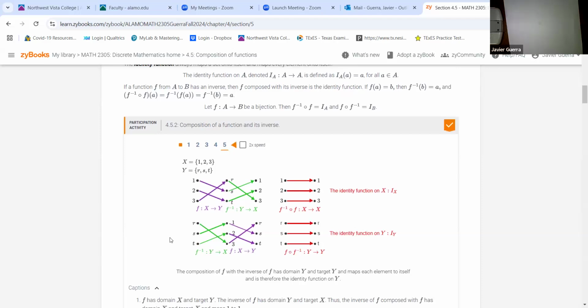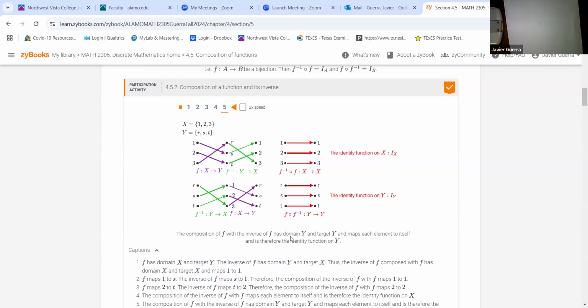Right, so suppose we have another example. R goes to 3, 3 goes to R, S goes to 1, 1 goes to S, T goes to 2, 2 goes to T. Again, we get the identity. Okay, so that's just a map of how the process of inverses work. You get the domain back.